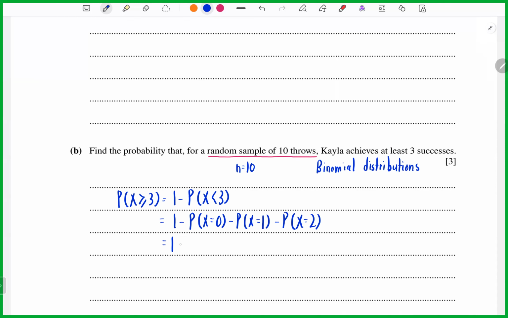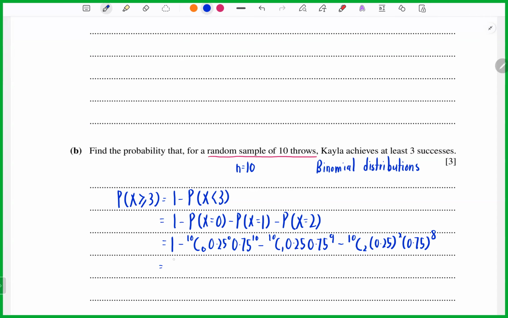So 1 minus P(x equals 0) minus P(x equals 1) minus P(x equals 2). Okay, so you can take 1 minus 10C0, 0.25 power 0, 0.75 power 10, minus 10C1, 0.25, 0.75 power 9, and then minus 10C2, 0.25 squared, 0.75 power 8.